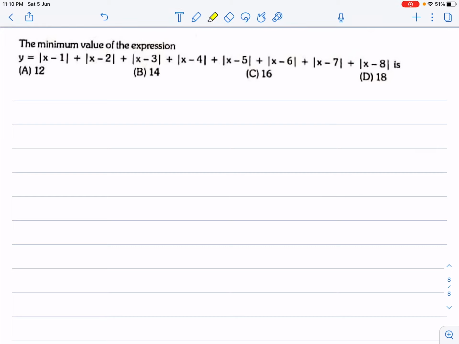So we'll be going to solve this question written on the screen. The minimum value of the expression y is equal to mod x minus 1 plus mod x minus 2 plus mod x minus 3 plus mod x minus 4 plus mod x minus 5 plus mod x minus 6 plus mod x minus 7 plus mod x minus 8.